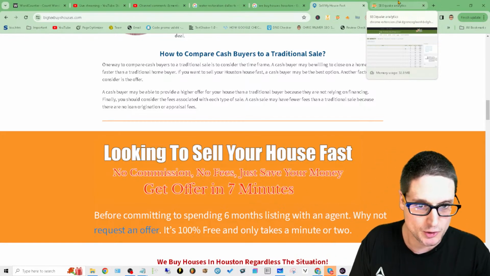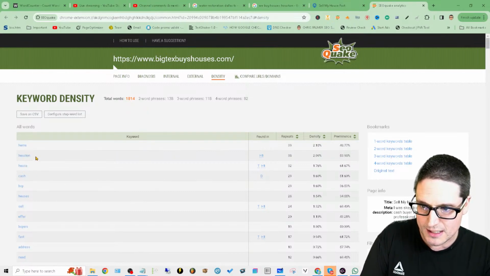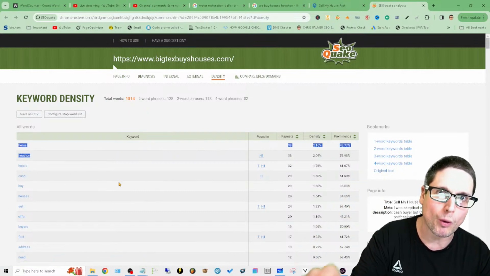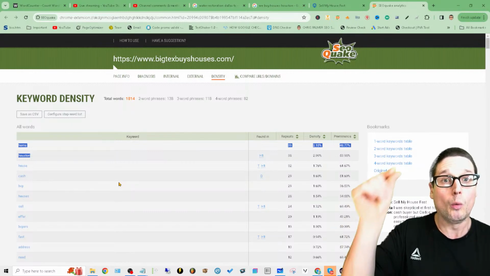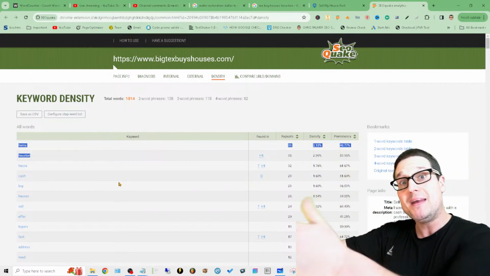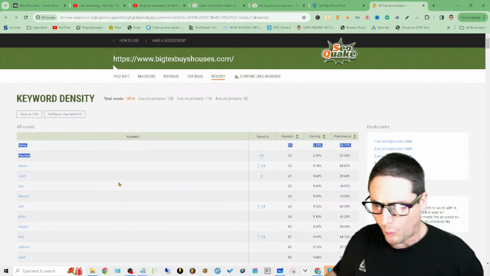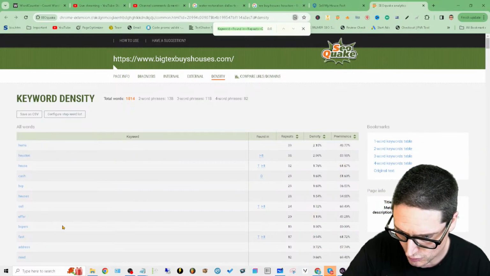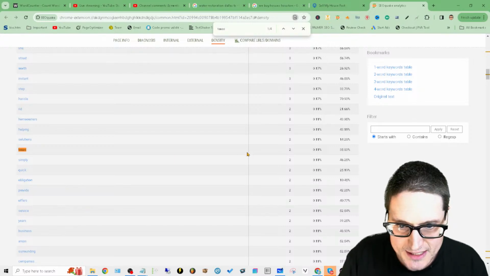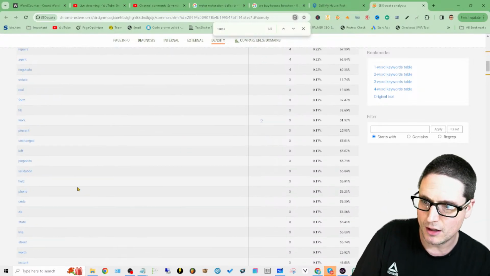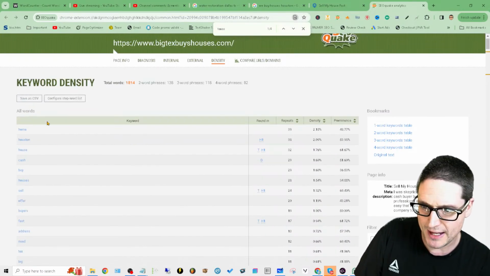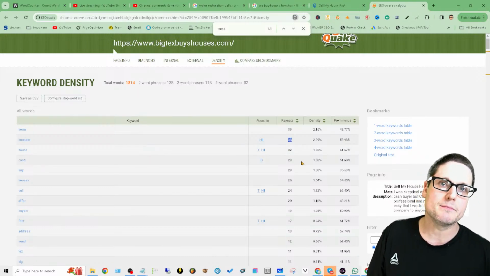Okay. So like in this case, there's no reason that Houston is the second most prominent term on the page when the homepage is based around Big Tex buying houses in Texas. Why? Control F: Texas is on the page twice. Houston is on the page 38 times.